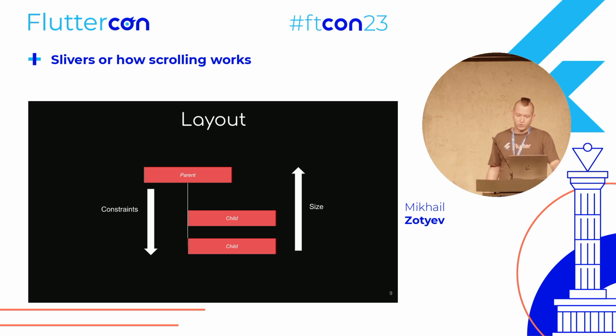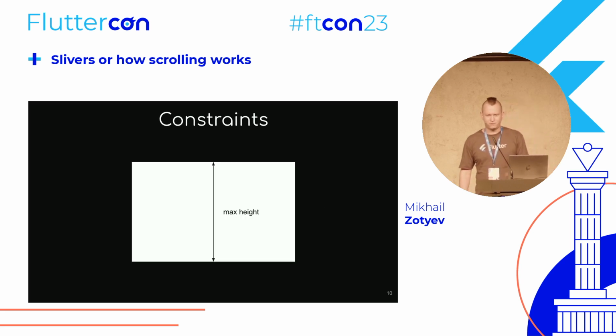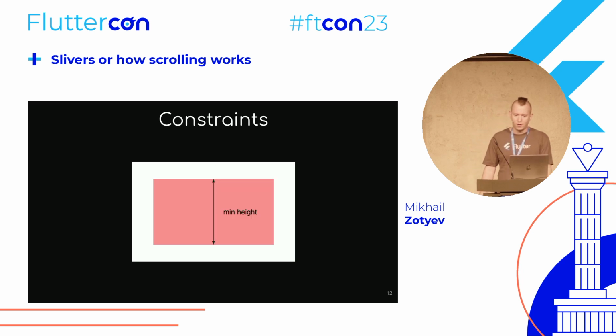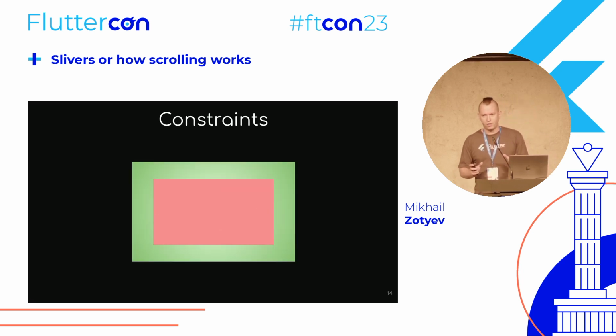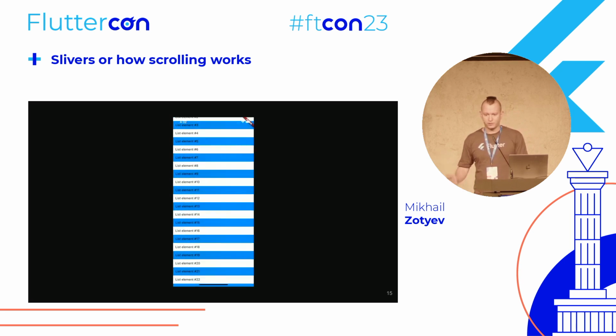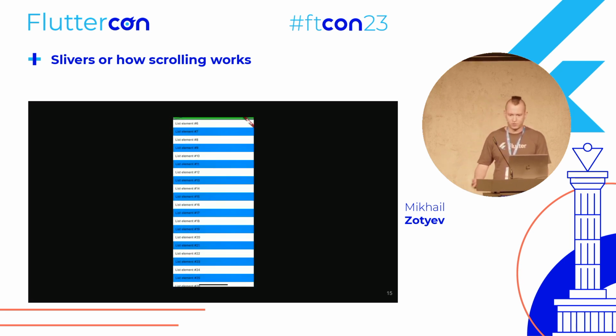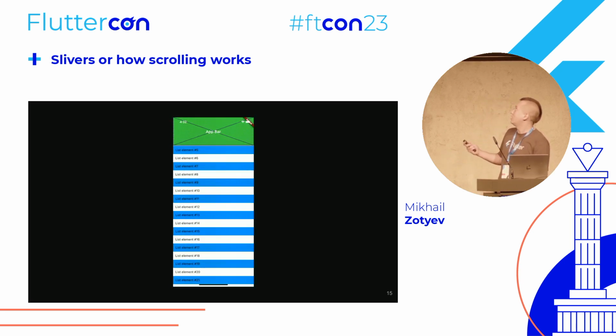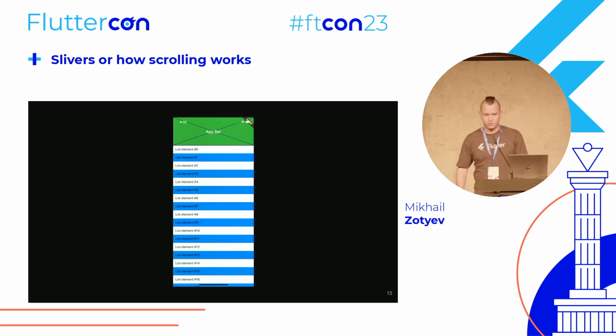Everything fine. What are the constraints? Constraints usually are just four properties. It's box constraints: maximum height, maximum width, minimum height, and minimum width. And somewhere between them, our render objects choose a size. And size, again, is very simple. It's just height and width. Why not? But what happens when we face something like this, the simplest scrollable behavior, just a regular Android bar with floating?